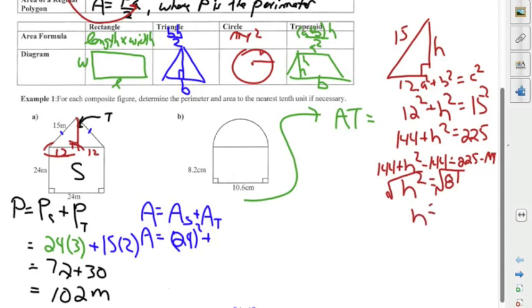How many answers do you get when you take the square root of a number? 2. But in this case, because we're dealing with distances, we're really interested in 9 and not negative 9. So I want you to remember that because that's important for grade 10. We just do normal algebra, right? So our height is 9. So that's 9.